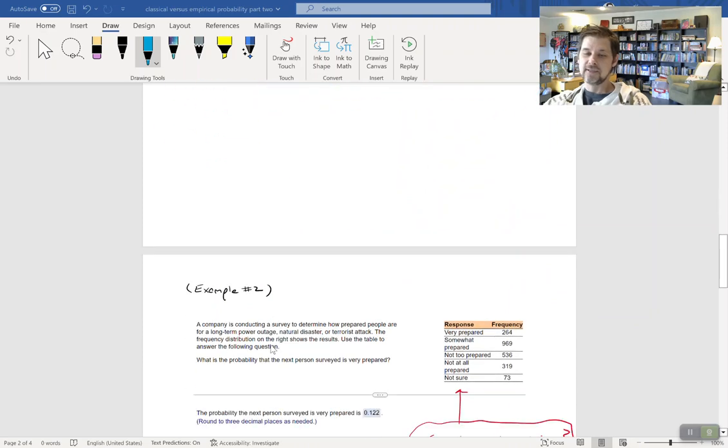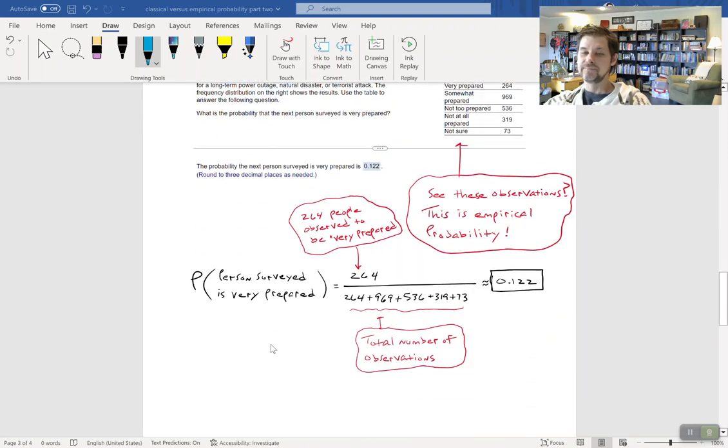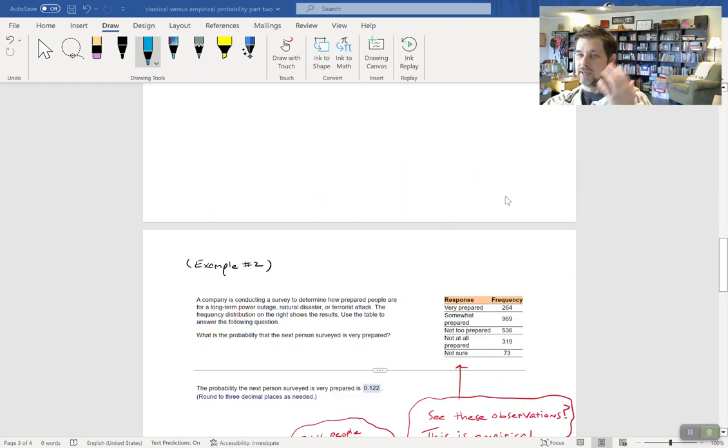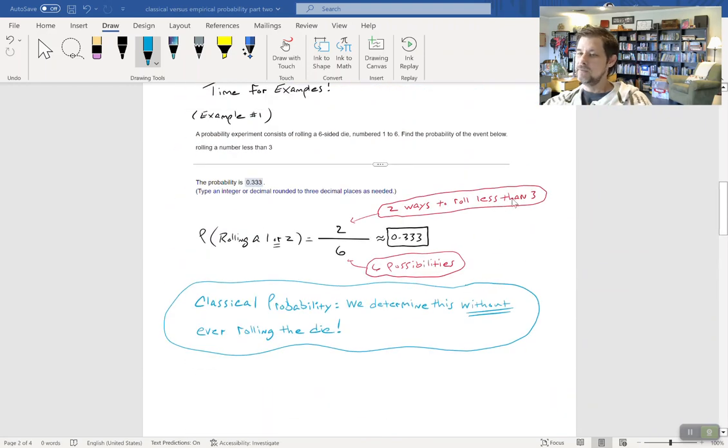Let's see in contrast with some empirical probability. So that would be like this one. So look at this example. A company conducted a survey to determine how prepared people are for a long-term power outage, natural disaster, or terrorist attack. So, you know, this is observational. These numbers weren't come up with in somebody's head, right? Like here, there are 2 ways to roll a number less than 3. I don't need to roll a die to figure that out.